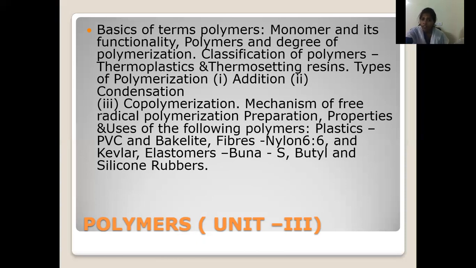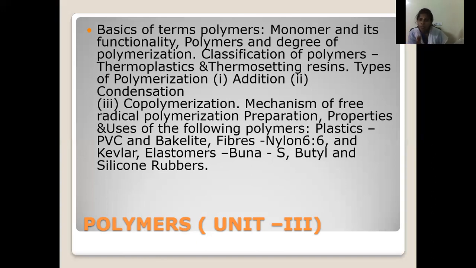Fibers. In fibers, we are having only two fibers. One is nylon 6,6 and the Kevlar. And elastomers. In elastomers, we are having three types of elastomers. Elastomers are nothing but the rubber, synthetic rubber. In synthetic rubber, we are having Buna S rubber, butyl rubber, and the silicone rubber.